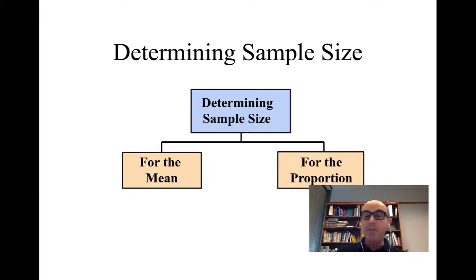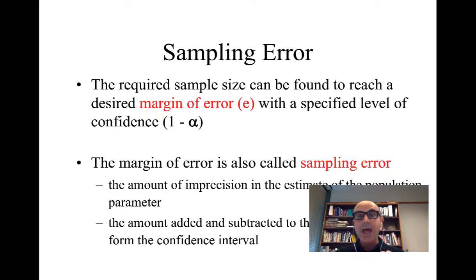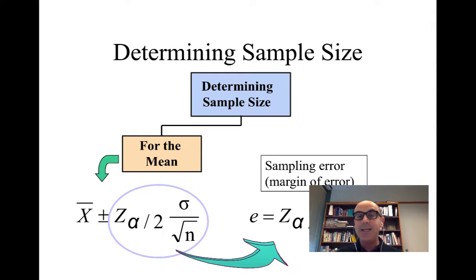We have one for the mean and one for the proportion. And so we are talking about the sampling error. The required sample size can be found to reach the desired margin of error, which in this case will be marked as E, with a specific level of confidence, 1 minus alpha. The margin of error is also called the sampling error, and it is the amount added to and subtracted from the point estimate to form the confidence interval.